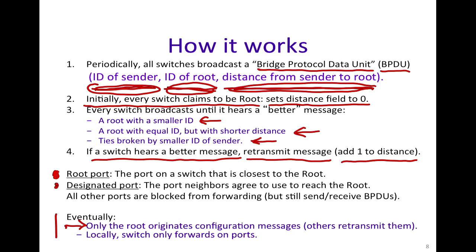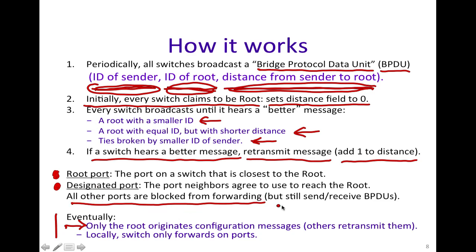The second type of port is what's called the designated port. This is the port that neighbors agree to use in order to reach the root. It's essentially the port through which packets destined to the root will be received at this switch, and packets coming from the root will be forwarded onto this port in order to reach the other switches. All other ports are blocked from forwarding. In other words, only those ports that are the root port or the designated port will continue to forward regular packets. All other ports are blocked from forwarding.